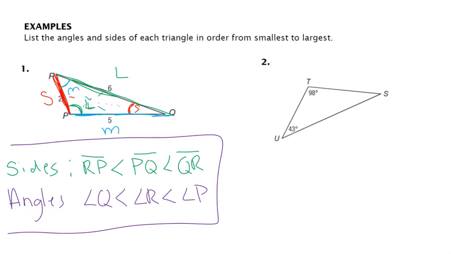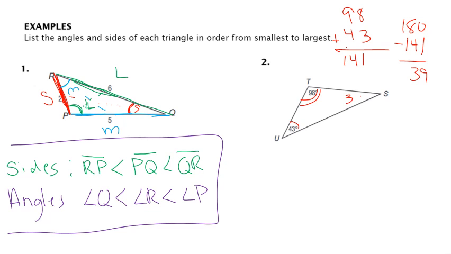For the next example, it's very, very similar. The only thing different is they gave you two angles, 43 and 98. We don't have angle S, but we can use the third angle theorem or the sum of interior angles to find what that angle is. So I'm going to add these up. 98 plus 43 is 141. I know if I subtract that from 180 degrees, because the whole sum has to be 180, I get 39. So angle S is actually 39 degrees.